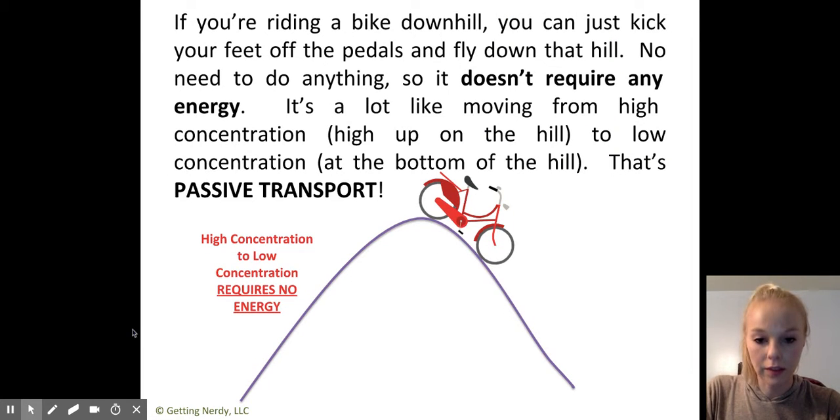You can think of the concentration gradient like a hill. The top of the hill is high concentration and the bottom of the hill is low concentration. If you're riding your bike downhill, you can just kick your feet off the pedals and fly down that hill. No need to do anything, so it doesn't require any energy. It's a lot like moving from high concentration to low concentration. And this is passive transport.